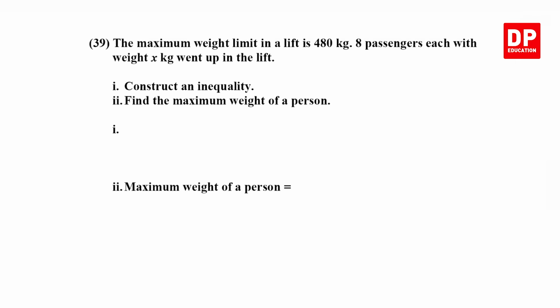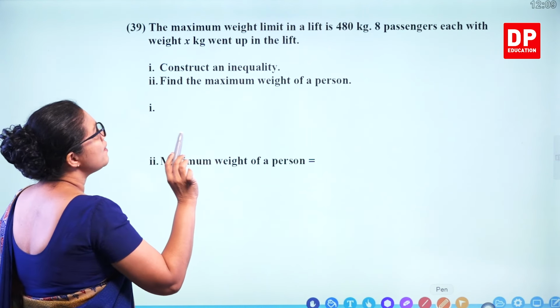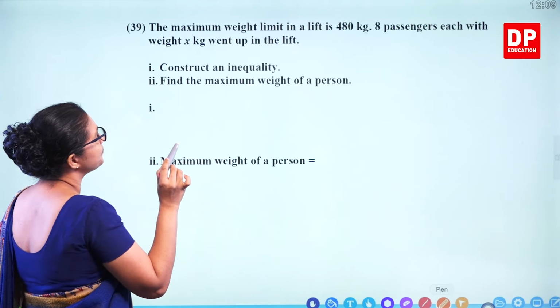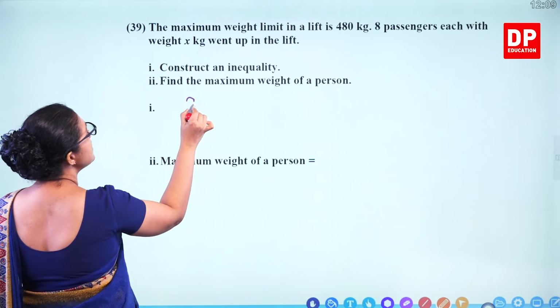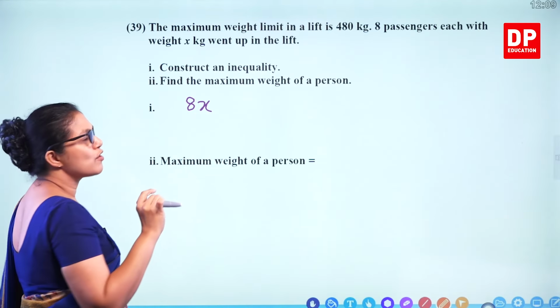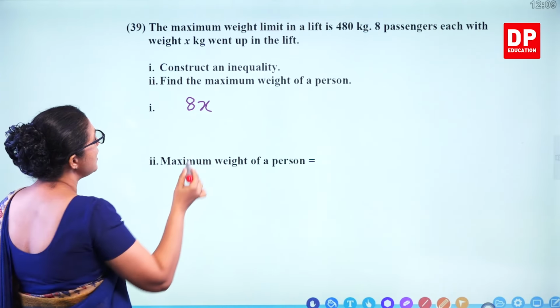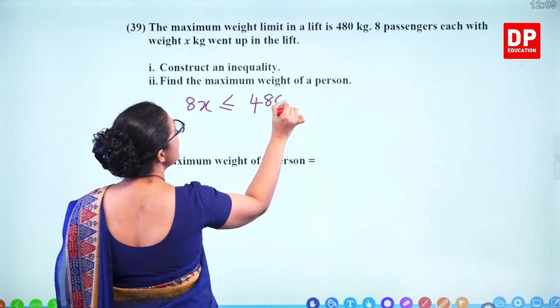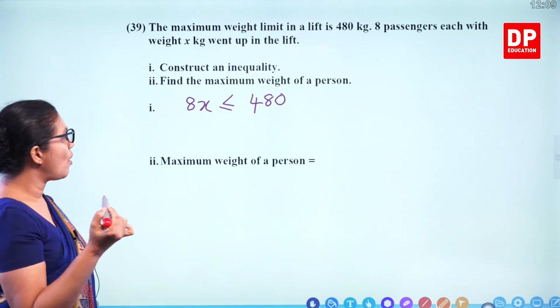The maximum weight limit in a lift is 480 kilos. 8 passengers each with weight x kilograms went up in the lift. Construct an inequality. So what's the total weight of 8 passengers? 8 into x, 8x. So 8x is the total weight of passengers. So that should be less than or equal to the maximum. That's 480. So that's an inequality.